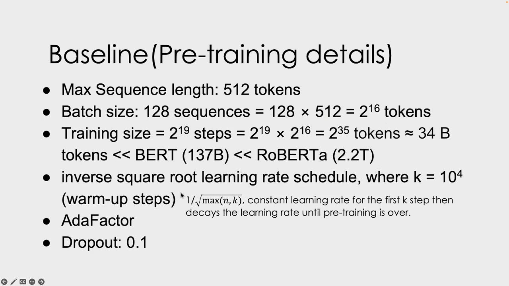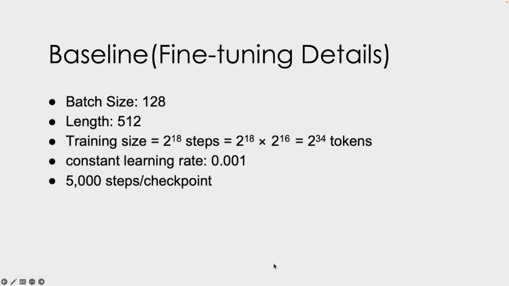And it's using the inverse square root learning rate schedule. Basically, after the first k steps, it will gradually decay the learning rate until the pre-training is over. Okay, then we can move on. When we come to the fine-tuning stage, again, we decide the batch size, the length, and also how many steps we want to run. And it uses a constant learning rate.